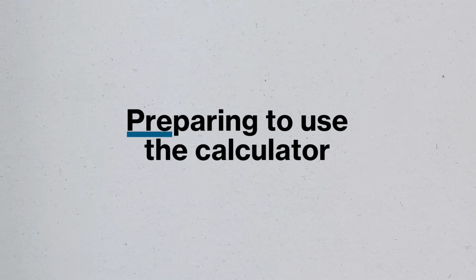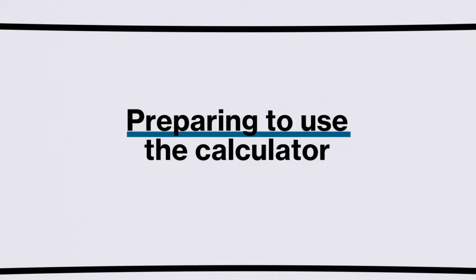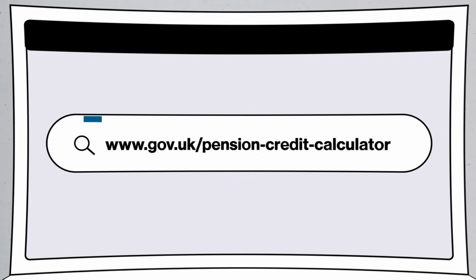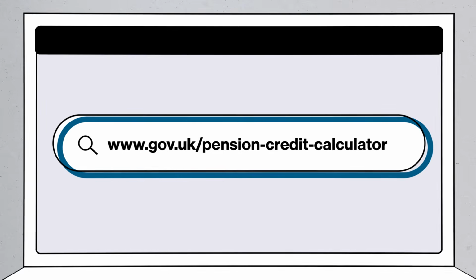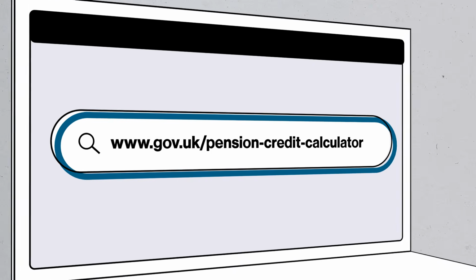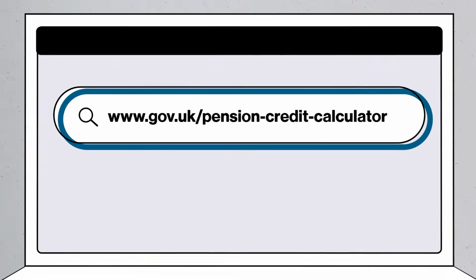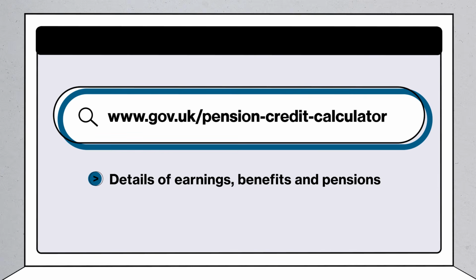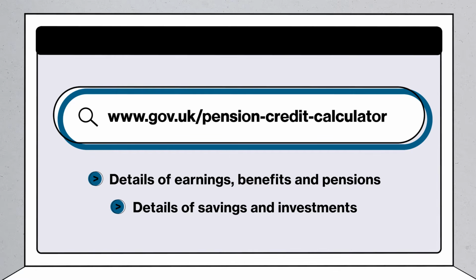Preparing to use the calculator. You can find the pension credit calculator by typing www.gov.uk/pension-credit-calculator in your internet browser. To use the calculator, first you should gather the following information for you and your partner if you have one. Details of earnings, benefits, and pensions. Details of savings and investments.